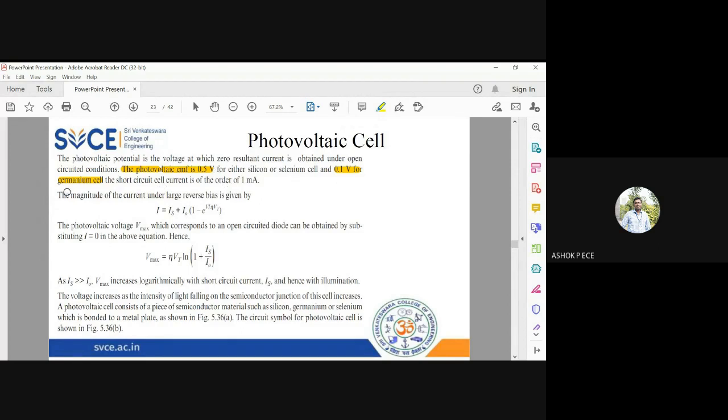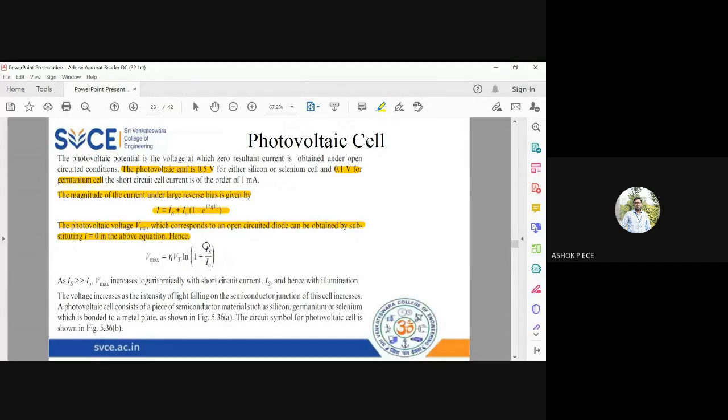And the current equation is given by I = Is + I0 (1 - e^(V/ηVt)). Here, what is the maximum voltage the cell can generate? The maximum voltage is obtained when the diode is open circuited. Open circuited means you put I = 0. So if you rearrange this equation, putting I = 0 and replacing V by Vmax, you get the maximum voltage Vmax = ηVt ln(1 + Is/I0).